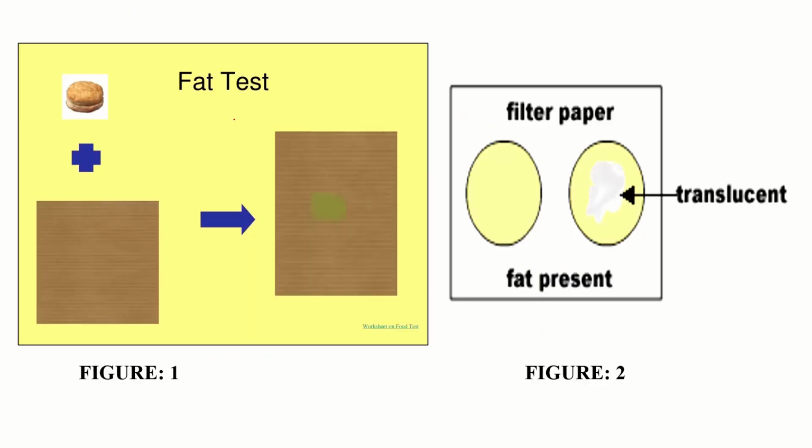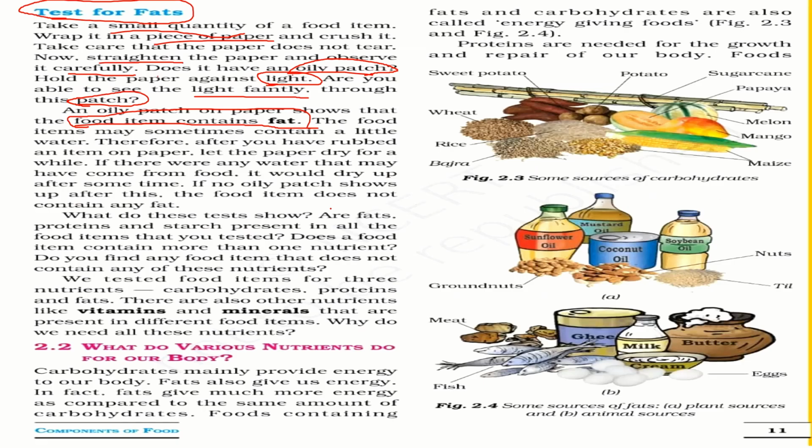I will show you one picture. You all eat burgers, right? This is a burger. When you wrap it in paper like this, some oily contents will get onto the paper. You can use tissue paper also. You can see it very clearly on the tissue paper. It will look oily like this. If the paper is looking oily, then the food contains fat.